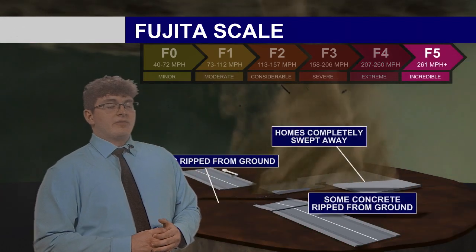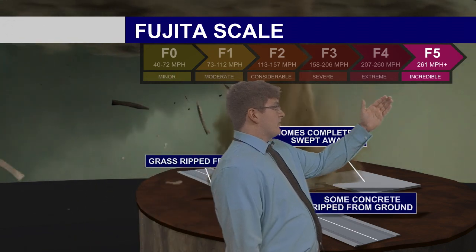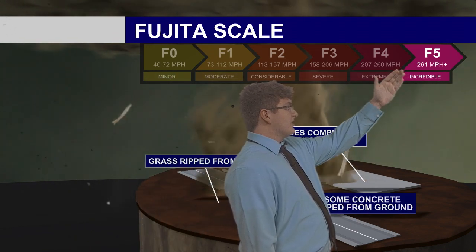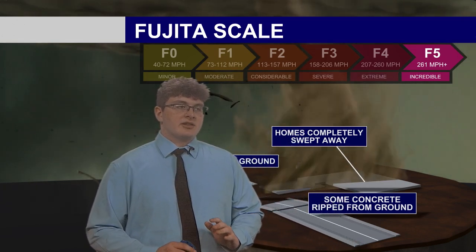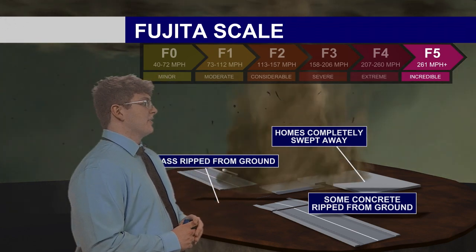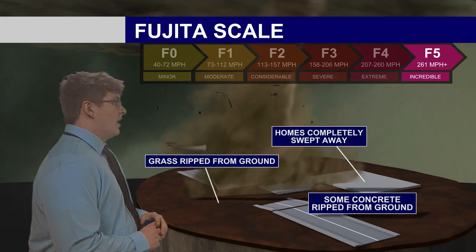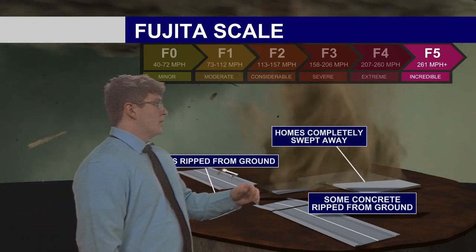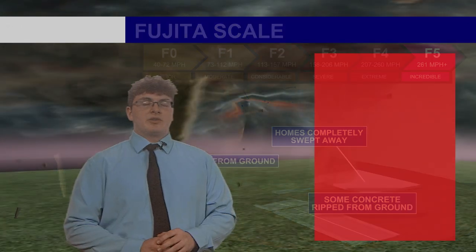But as we jump into an F5, which is so incredibly rare to see, we can see that it is incredible damage, but this is 261 miles an hour. That's just insane. That is such an insane amount of wind. That is just super high-powered level tornadoes, and you very, very rarely ever saw an F5 tornado. We can also see grass being ripped from the ground, homes being completely swept away, and some concrete being ripped from the ground as well.